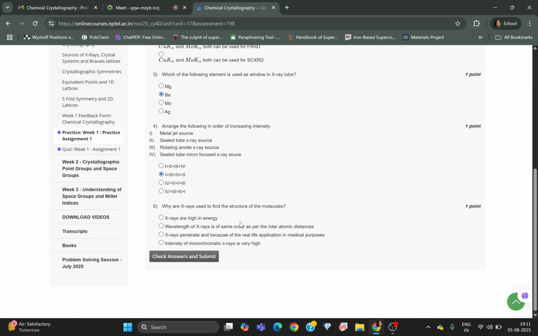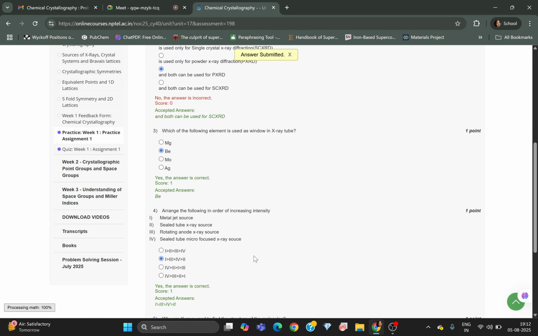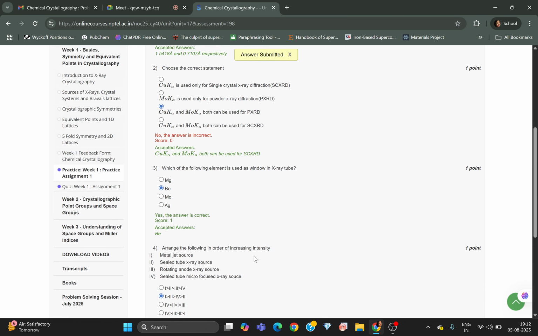So the first option is: X-rays are very high in energy. No, not that much. Wavelengths of X-rays are of the same order as interatomic distance. Yes. X-rays penetrate, and because of real-life application, yeah, we do. But this is the most important one, the second one. So we'll just check answers. Which one is wrong?